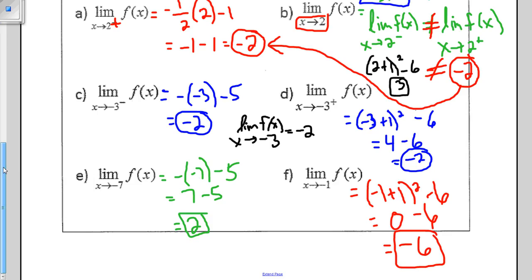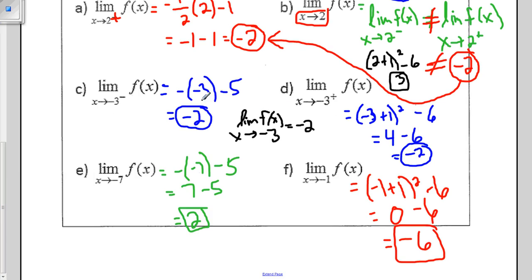And then I have some here that you guys can take a look at. They don't ask us on C and D to come up with the limit of the function, but since the limit from the left equals the limit from the right, we know the limit of the function as x approaches negative 3 would exist, and it would equal the same value, negative 2. Okay, so just take a second to look at these, then we'll go on to the next page.